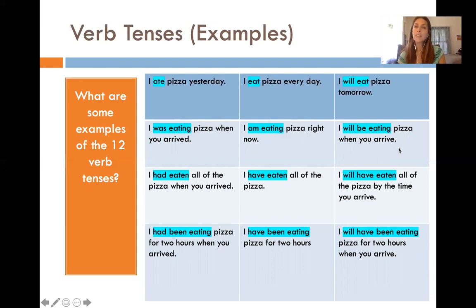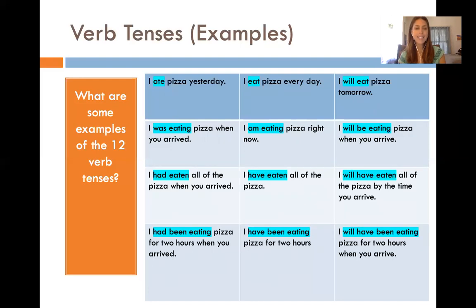Now, thinking about these time markers, like right now and when, okay, that's important. Now we're going to look at the perfect. I had eaten all of the pizza when you arrived. I have eaten all of the pizza, and I will have eaten all of the pizza by the time you arrive. So hopefully we can see these patterns: had eaten, have eaten, will have eaten. So we can study the verb tense changing when it's changing from time.